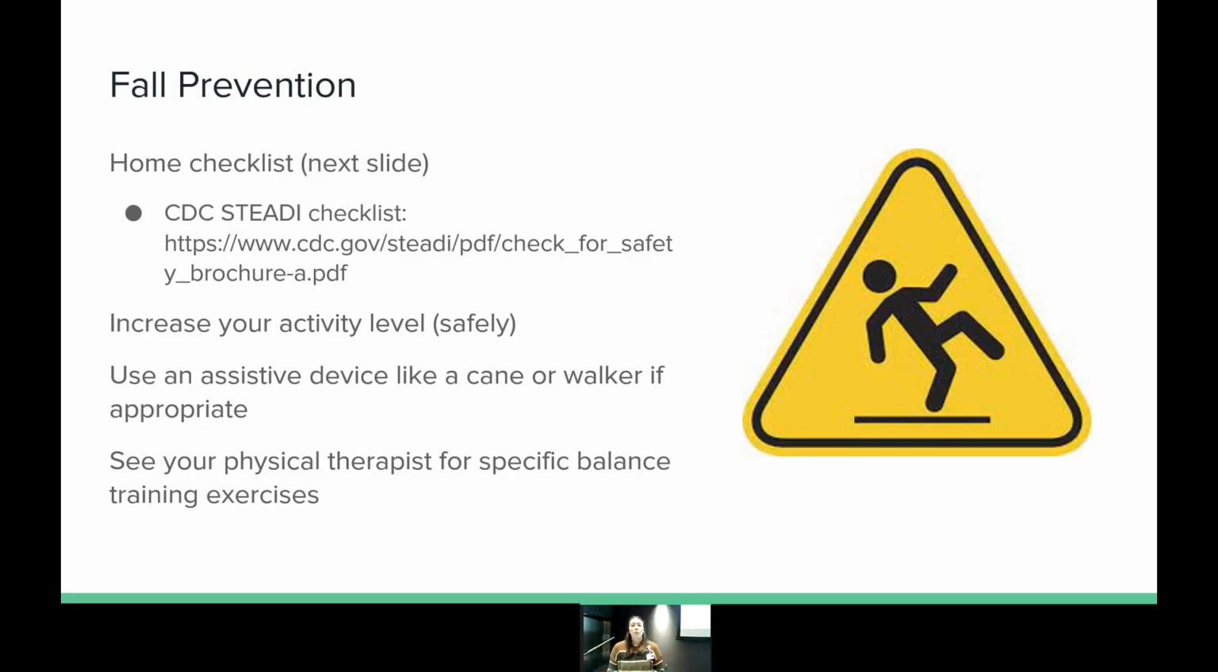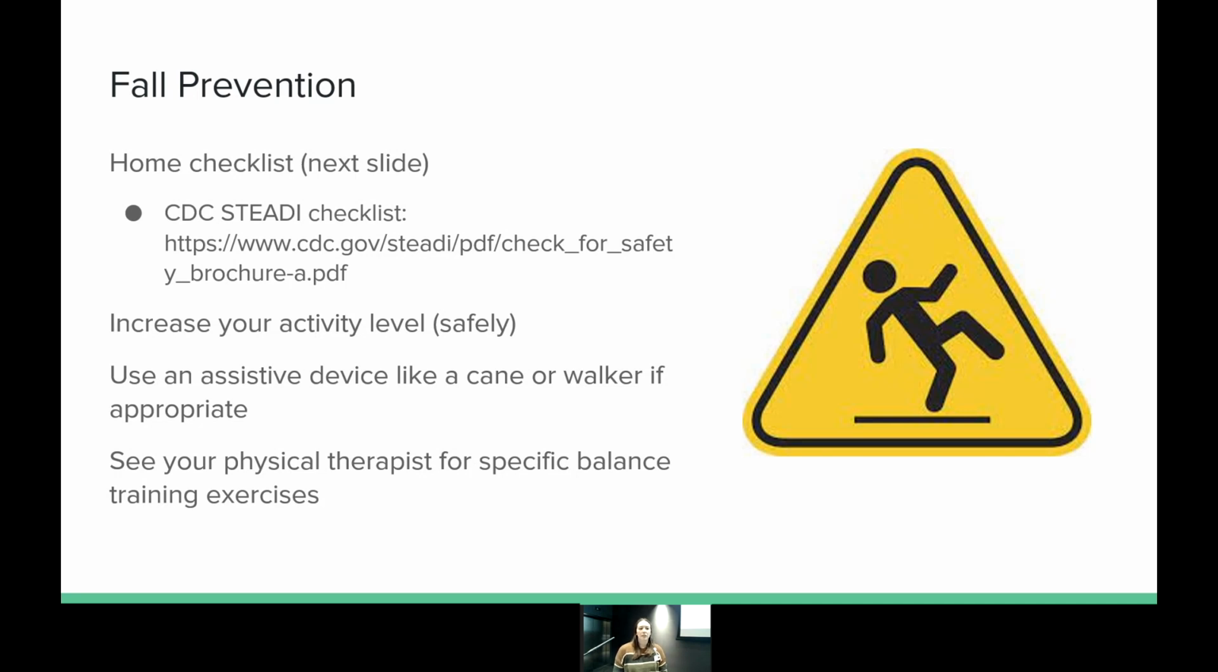More than 1/3 of US adults over the age of 65 fall each year, and over 90% of hip fractures in this population are caused from falls. So I wanted to really touch on fall prevention, because that is very important in this population of individuals with low bone mass or osteoporosis.